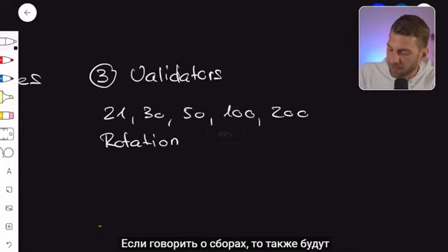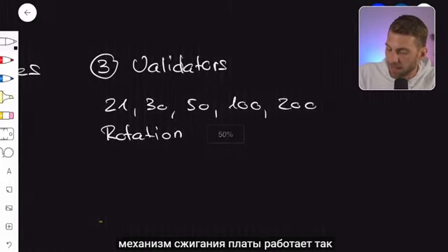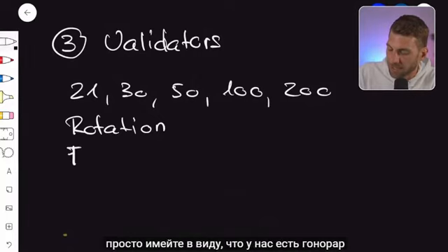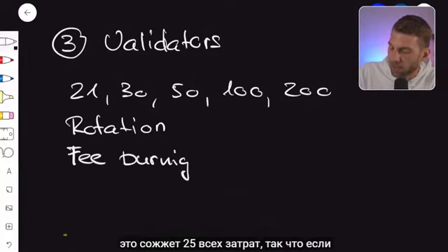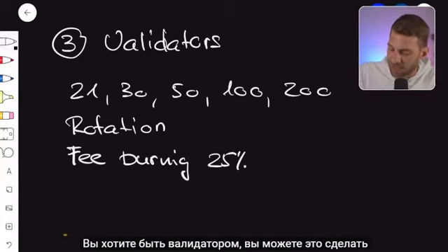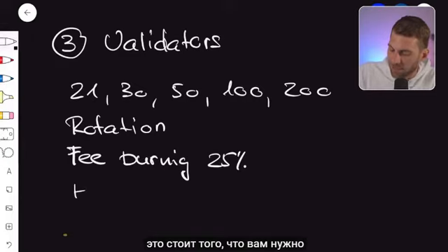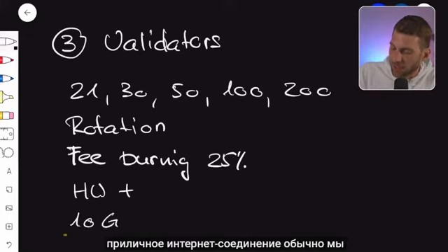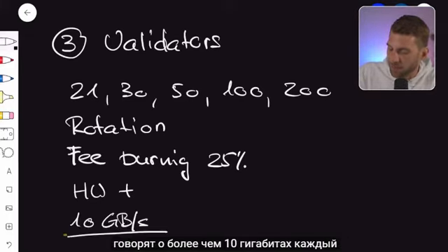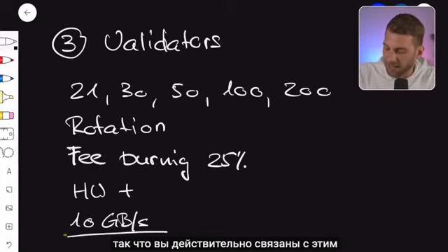If we talk about fees, there will be also a fee burning mechanism going on, so just consider that we have a fee burning mechanism which will burn 25% of all the fees. So if you want to be a validator, you can do this, but it costs you something. You need, for example, some good hardware which is really running beefy, and you also need a decent internet connection. Normally we talk about more than 10 gigabit per second, so you are really connected to the blockchain.